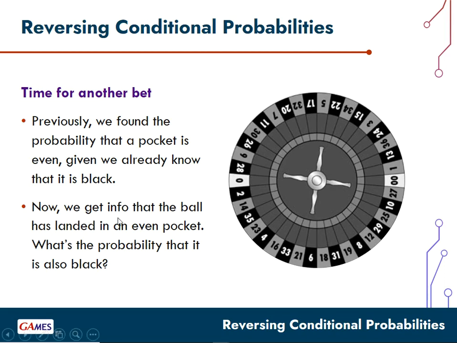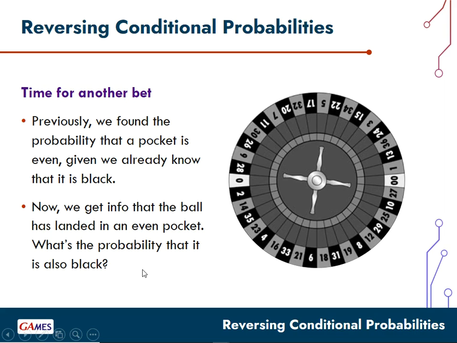Now, what if we get the information that the ball landed in an even pocket? So you see that it's quite the reverse. It initially landed in black. You place the bet that it's going to be even. Now it lands in an even pocket. The croupier tells you it's even. So are you going to bet that it is black? So you want to check now the probability of obtaining a black given that the event is even.